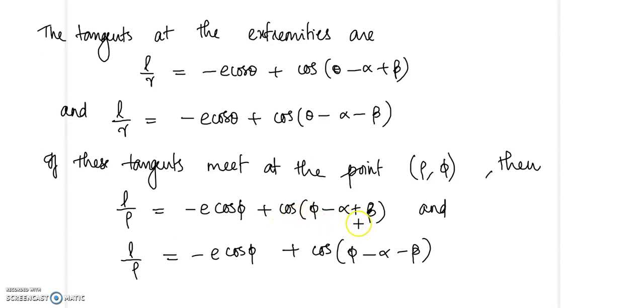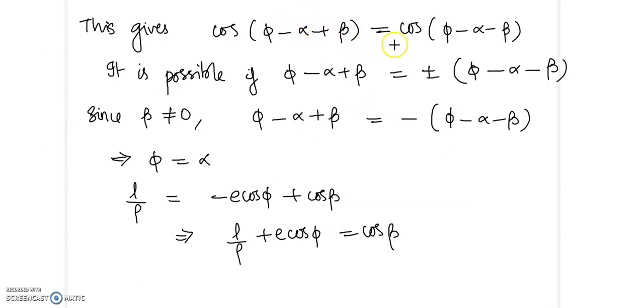Then cos(phi minus alpha plus beta) and L by rho will be equal to minus e cos phi plus cos(phi minus alpha minus beta). Now again these two values are the same, so therefore we will get cos(phi minus alpha plus beta) equal to cos(phi minus alpha minus beta). So these two terms will be equal, so we will have this equation.